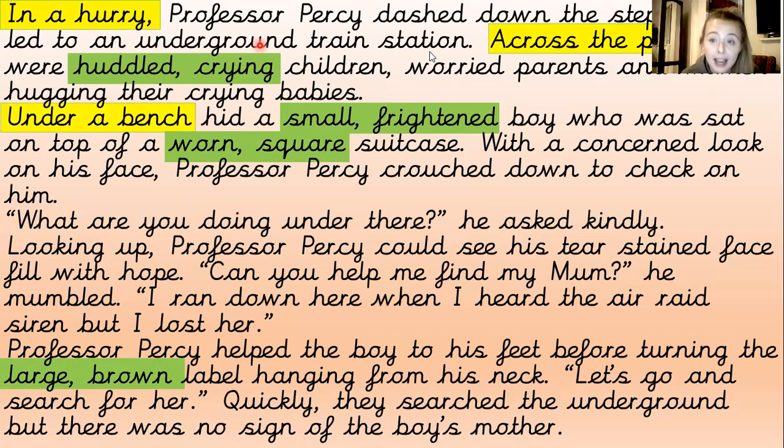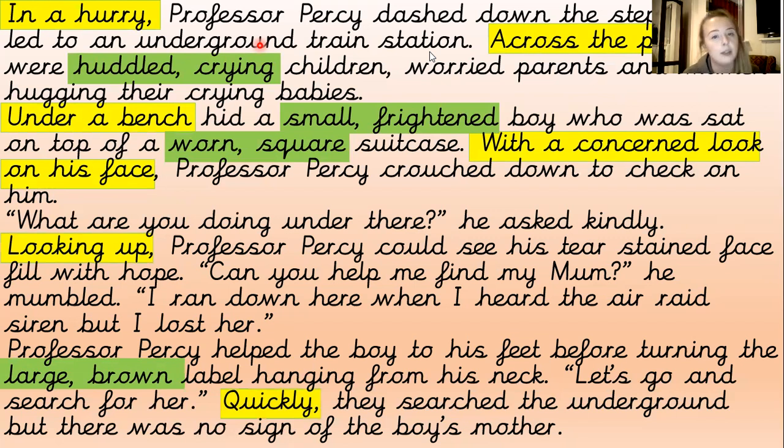Under a bench, again, telling me where that boy was. He wasn't just sat in the middle of the platform. He was hid under a bench with a concerned look on his face. So Professor Percy crouched down, and I'm telling you how his face looked as he did that. He looked very concerned because that boy looked very frightened. Looking up, so when a little boy looked up, Professor Percy could see his face. So I'm telling you what that little boy is doing, aren't I?